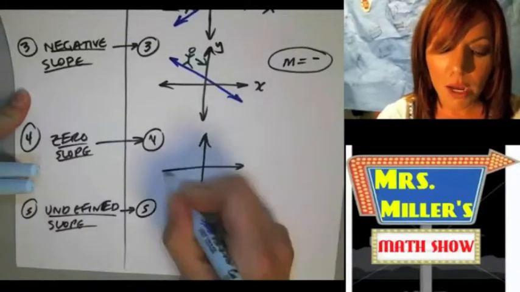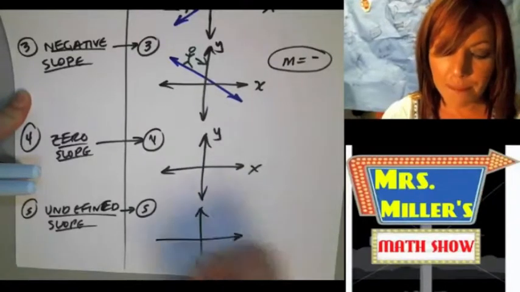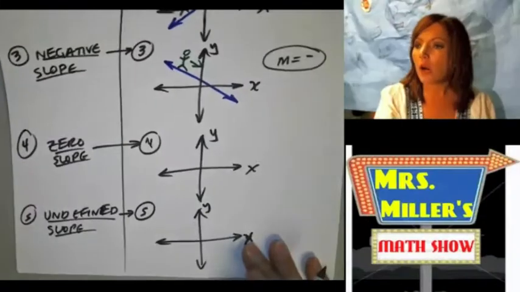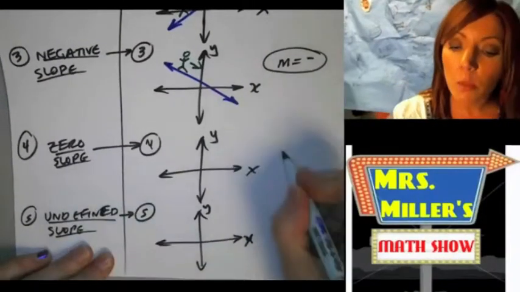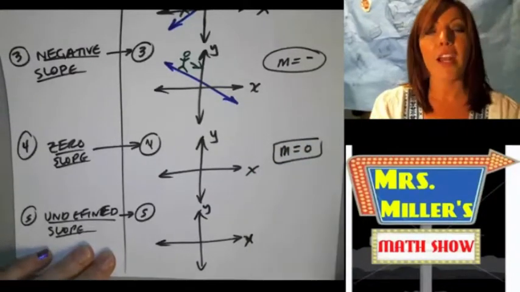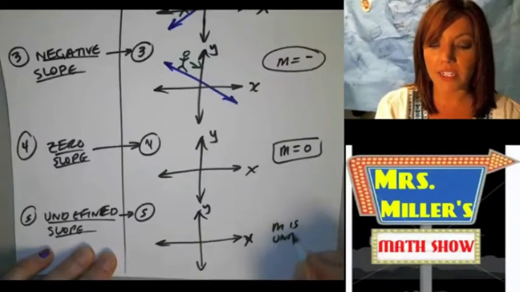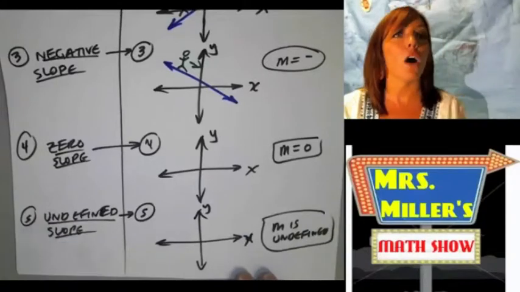So everybody draw a couple of graphs here, with x and y axes. Let's start with zero slope. A zero slope is a slope of 0. An undefined slope is when m is undefined. You actually can't work with it, it will not work.